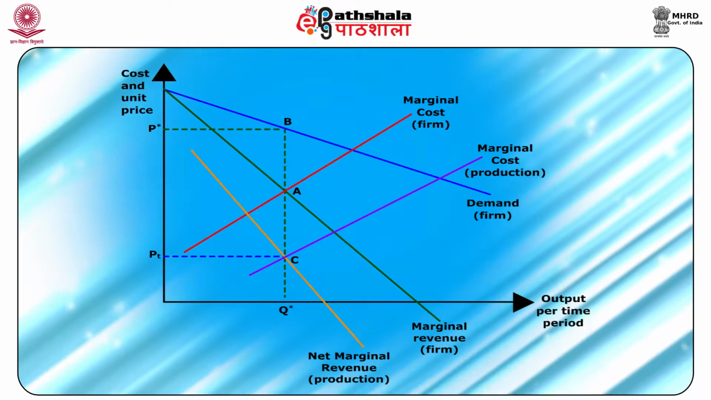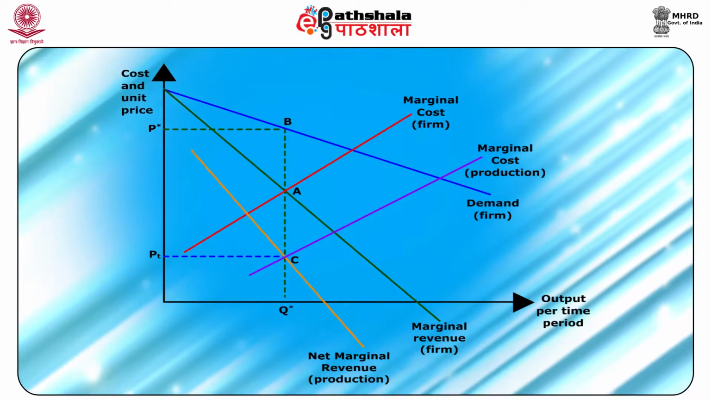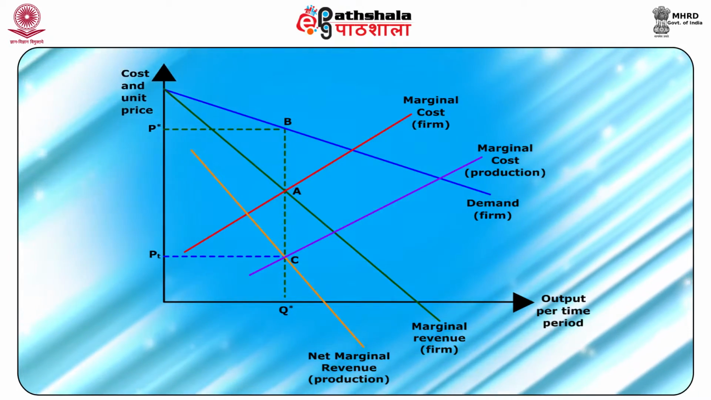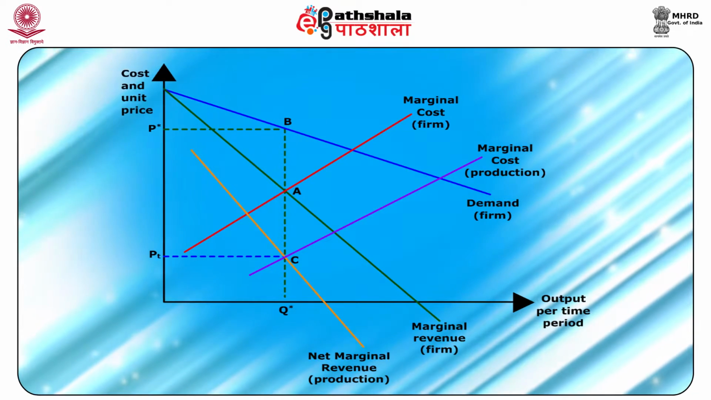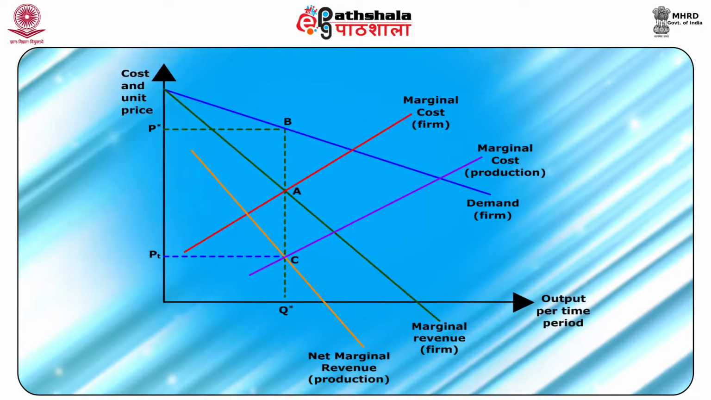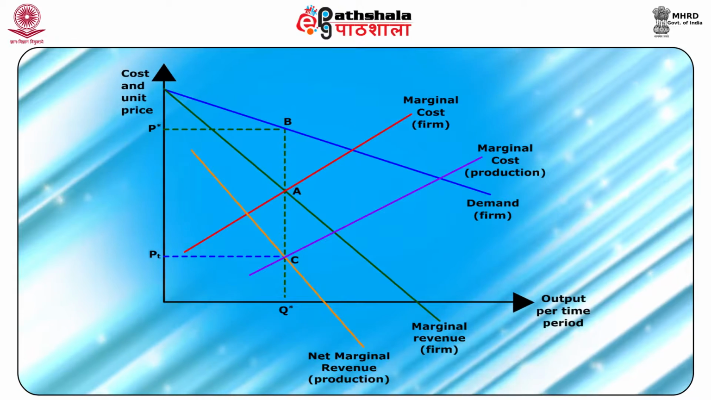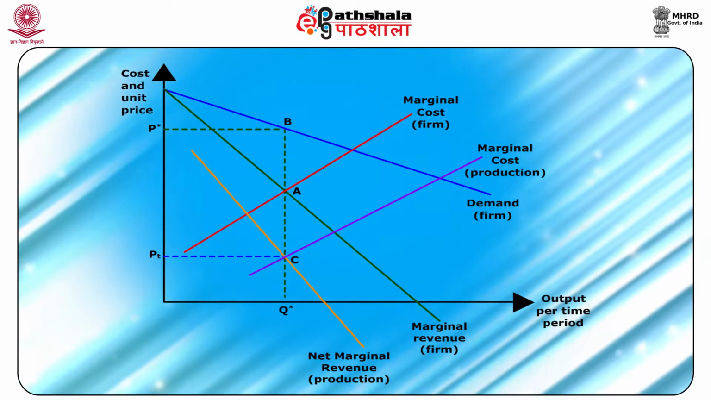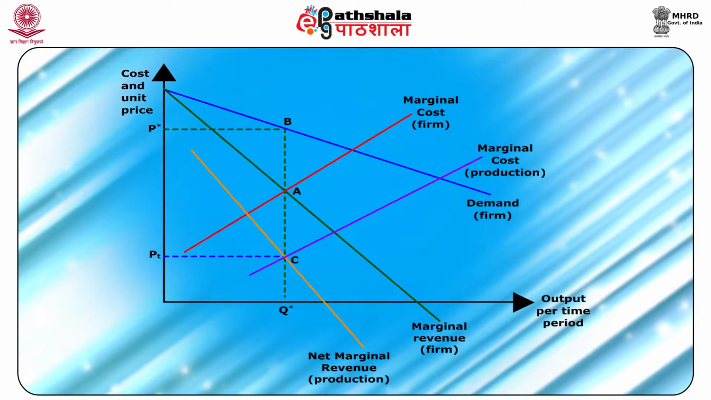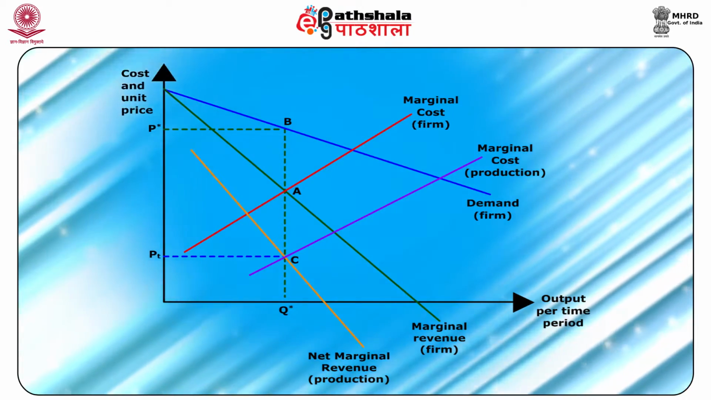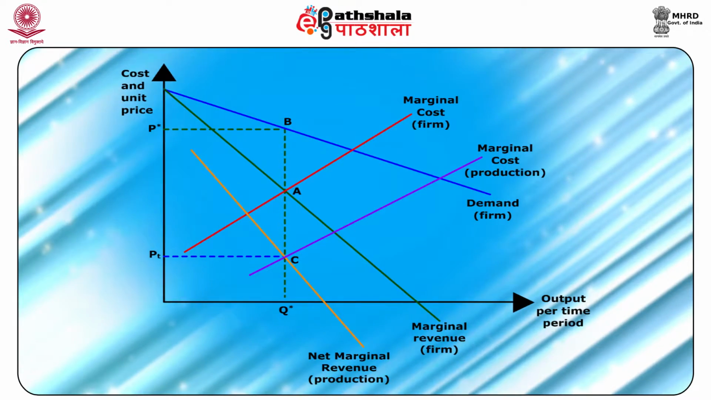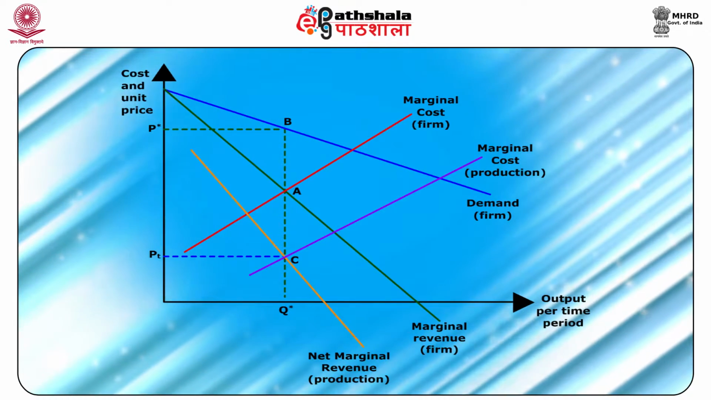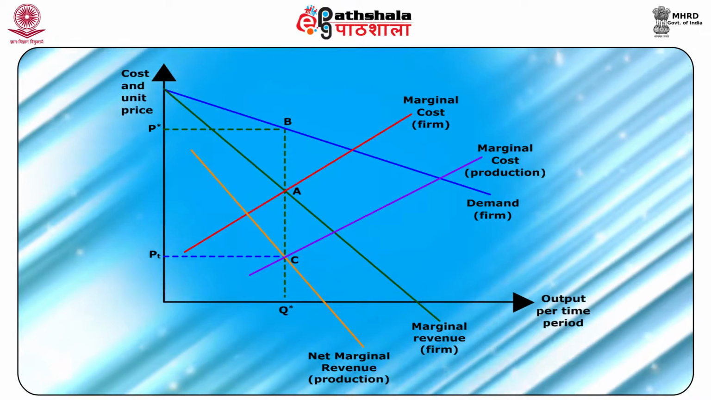Here on the vertical axis we have cost and price per unit, and on the x-axis we have output per time period. The demand curve is downward sloping. This is the blue line which is downward sloping. It is the demand curve that the firm faces. The marginal cost curve, which is the red line, is upward sloping.